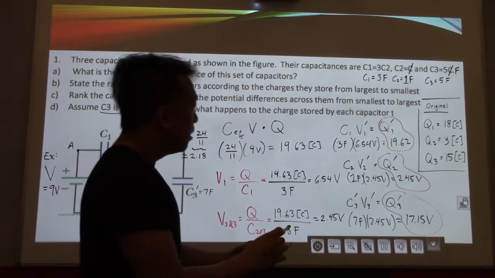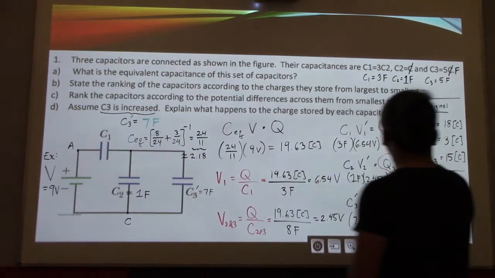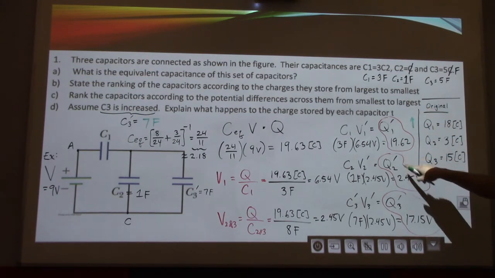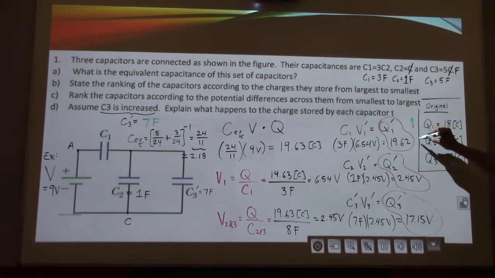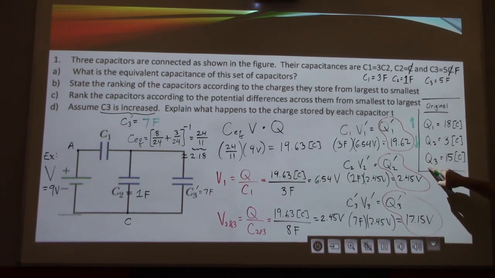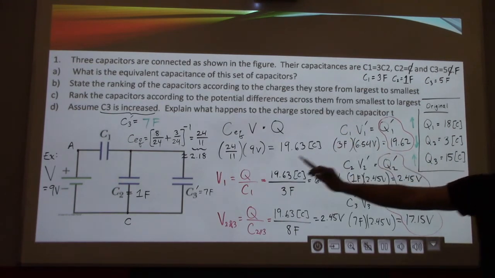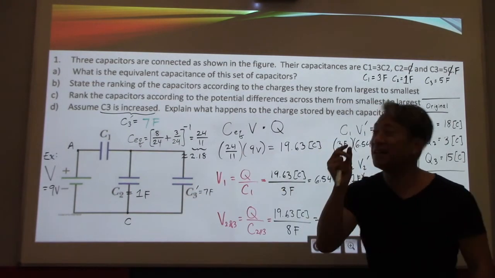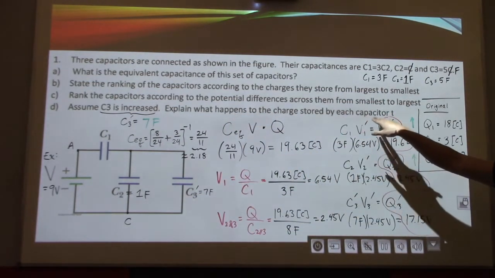What happened? Well, Q1 increased. See that? Q1 increased. Q2 decreased. Q3 increased. See? So that answers the question. If I change that one capacitor right here, just by a little bit, what happens to the charge stored by each capacitor?